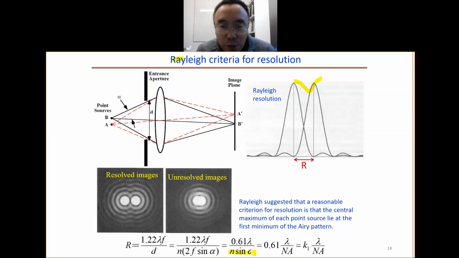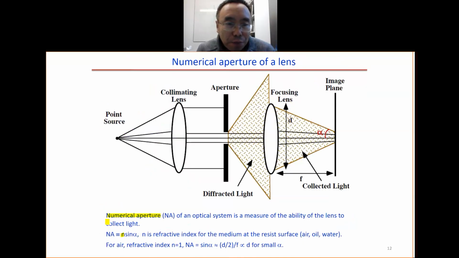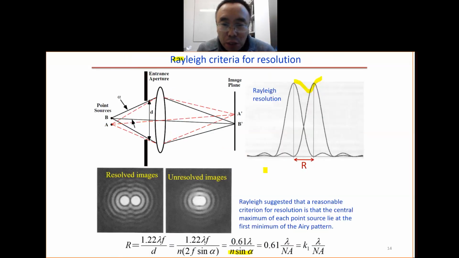Now n sin alpha, as we know, is the numerical aperture of the lens. So the resolution is equal to 0.61 lambda over the numerical aperture. Generally, this number 0.61 can be replaced by a factor K1. This is called the K1 factor.